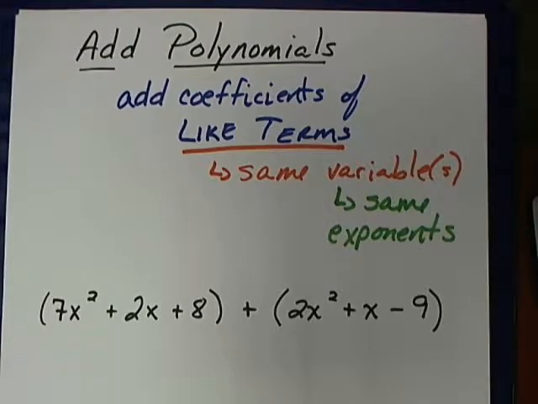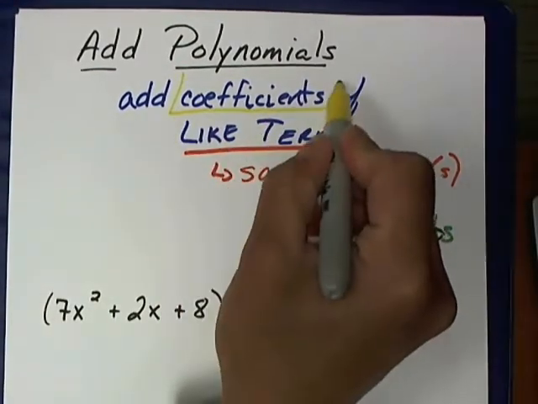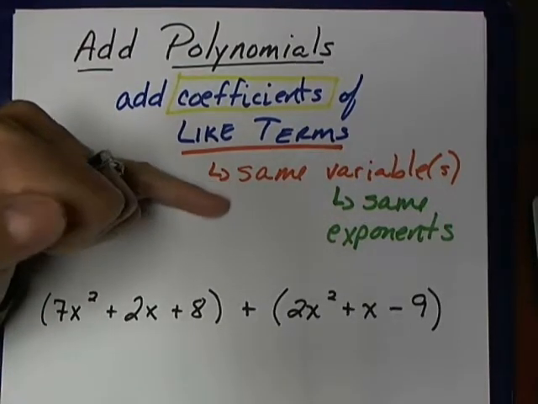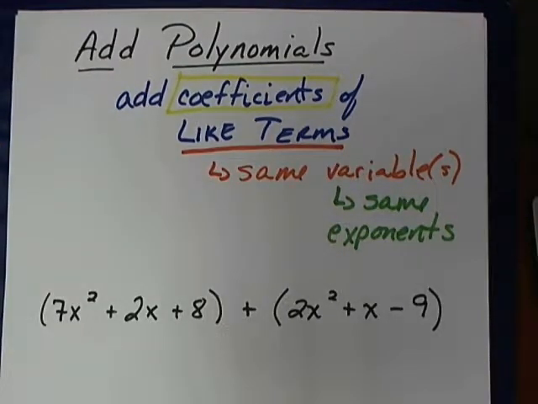Okay? All we need to do to add like terms, as it states up here, is to add the coefficients. Add the coefficients. If we're going to do all this work to make sure that we're only combining like terms, and like terms have to have the same variable and the same exponent, we will not change the variable or the exponent.